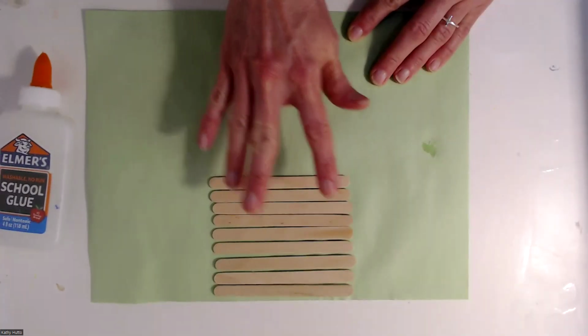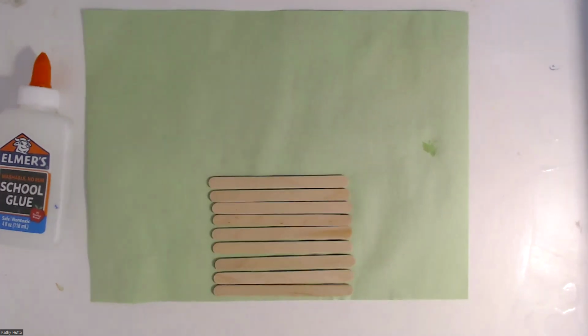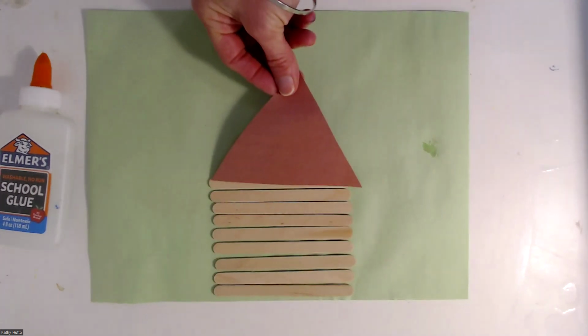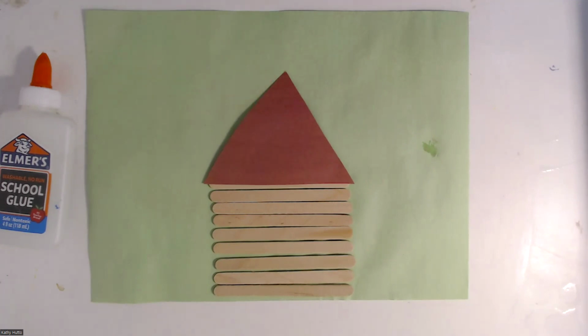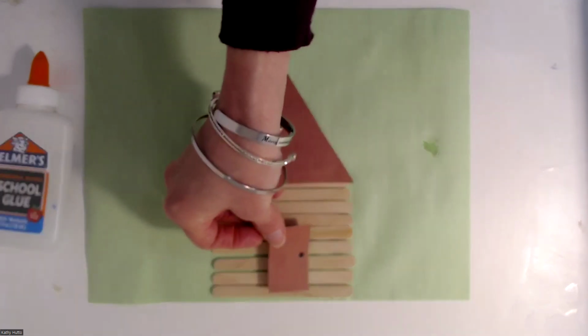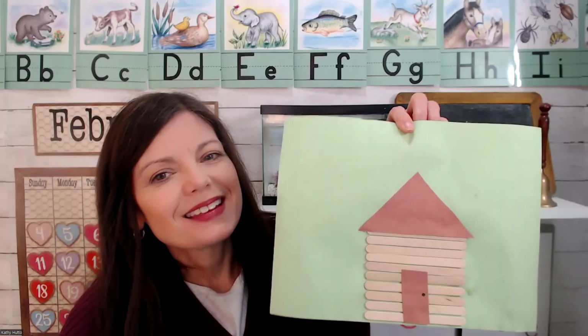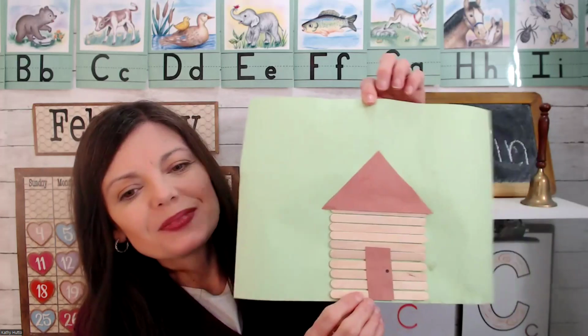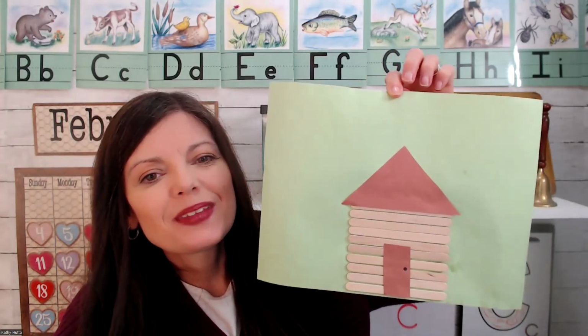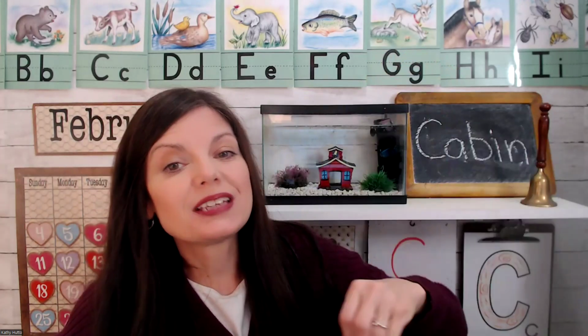If you're drawing your cabin, just draw a square. And then you can draw or cut out a triangle for the roof and a rectangle for the door. There you have it. There's our art project for today. We built our own cabin. Well, here's the little cabin that I made. And now it's time for story time.